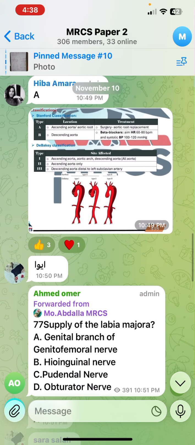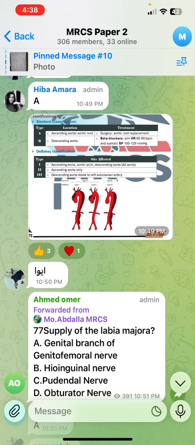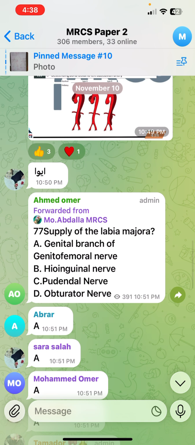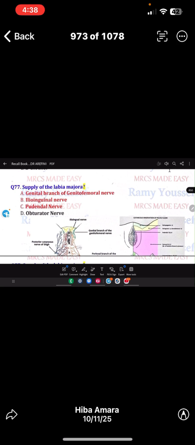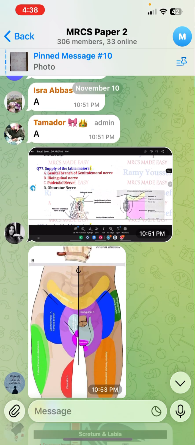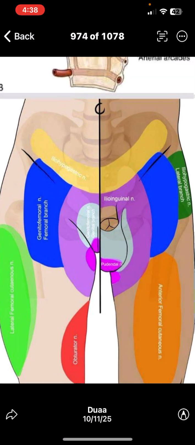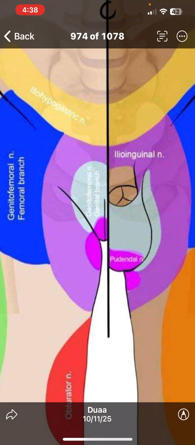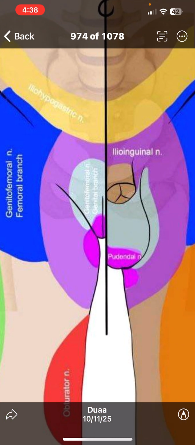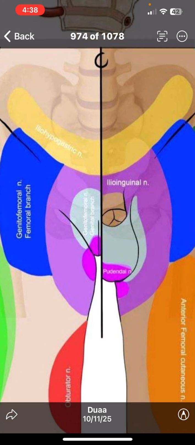Supply of labia majora and minora. This is regarding the nerve supply: the genital branch of the genitofemoral nerve. There is one more question on supply of labia majora. Obturator is wrong. Genital branch of genitofemoral nerve is shown in blue color. Genital branch, then inguinal, so it is the ilioinguinal.